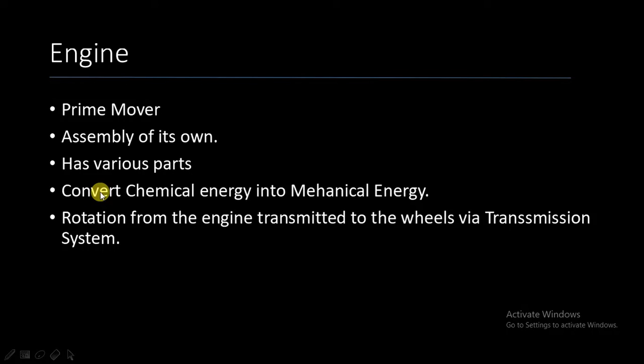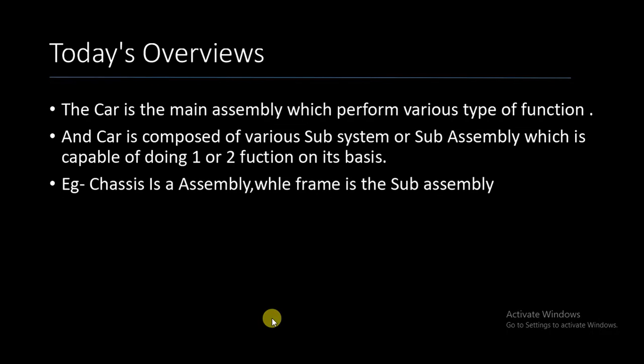We are discussing this in the next video. The engine is used for converting chemical energy into mechanical energy with the help of heat generation. Rotation from the engine is transmitted to the wheels via the transmission system. That is, the piston generates reciprocating motion, and it is transferred into rotating motion with the help of the crankshaft. Now, today's overview.